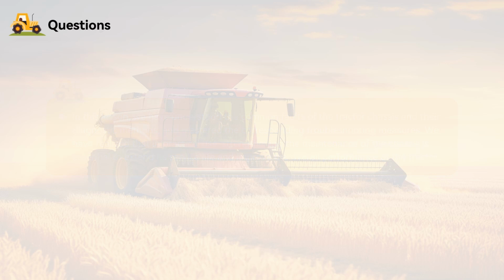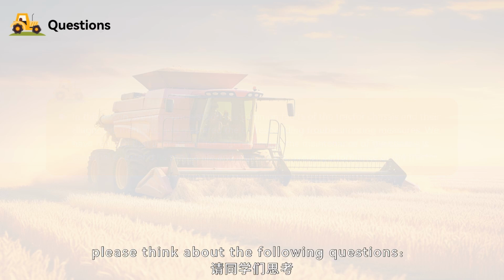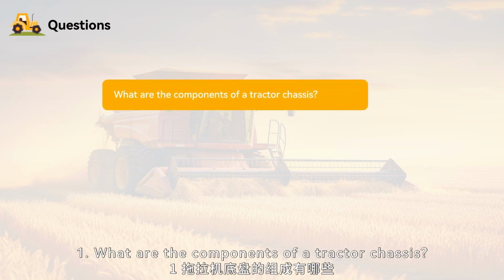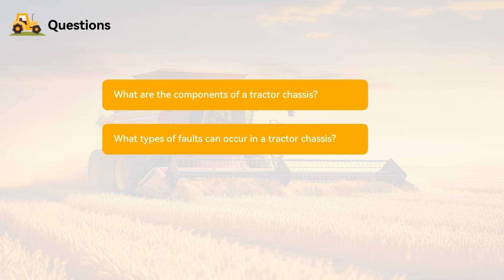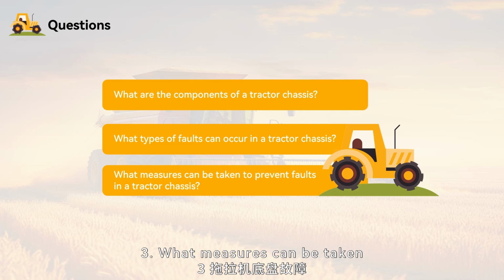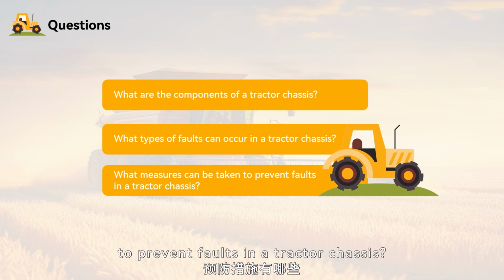After class, please think about the following questions. 1. What are the components of a tractor chassis? 2. What types of faults can occur in a tractor chassis? 3. What measures can be taken to prevent faults in a tractor chassis?